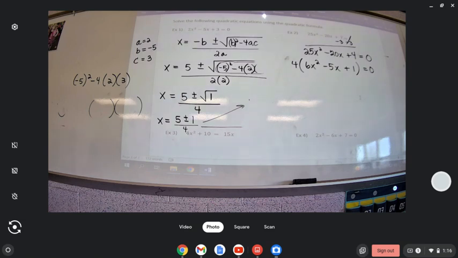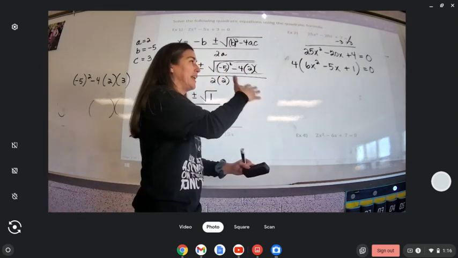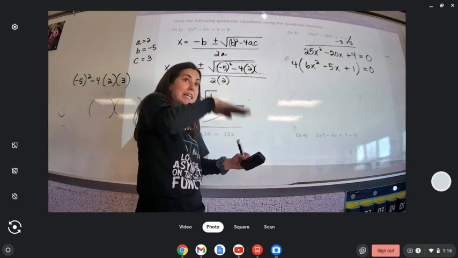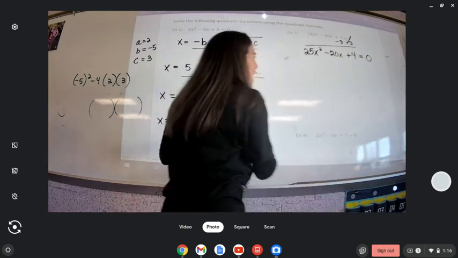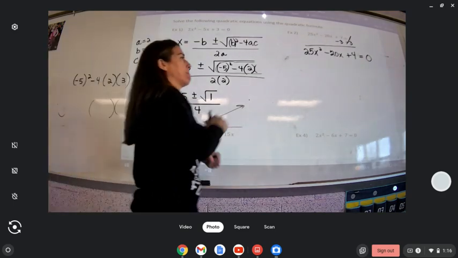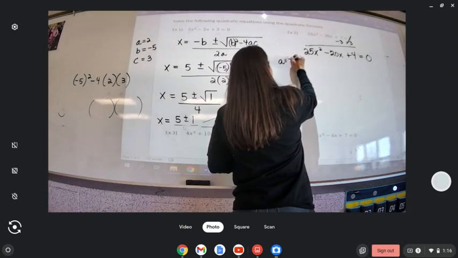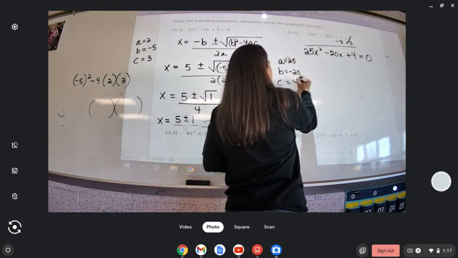Now, if you forget, no big deal. But if you are still looking for GCFs, oh my God, it does make the quadratic formula nicer, with smaller numbers to work with. All right, well, luckily for us, this one doesn't have one, so we don't even have the option. So who is A in this problem? 25. B is negative 20, and C is 4, beautiful.